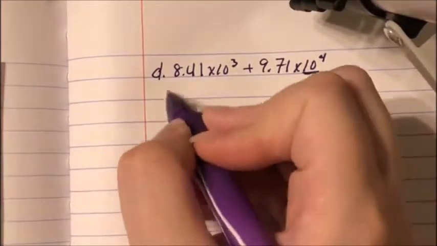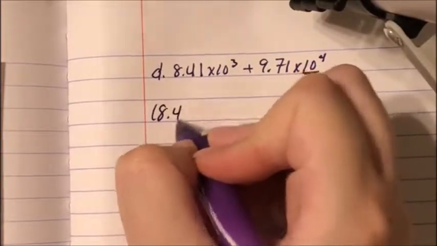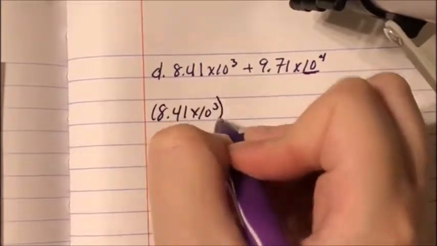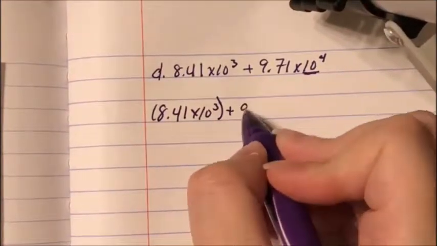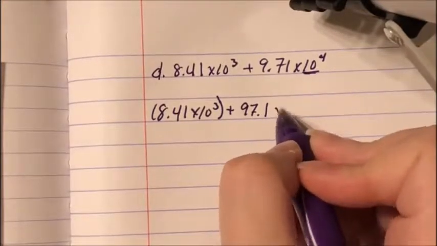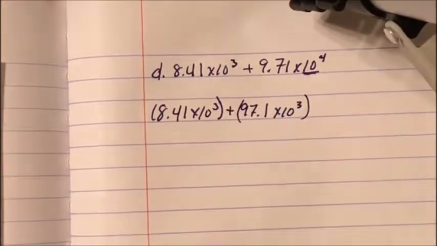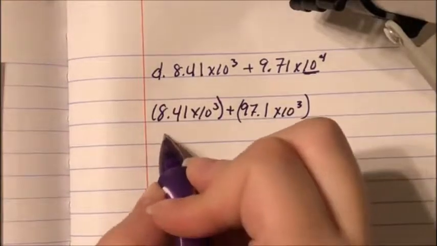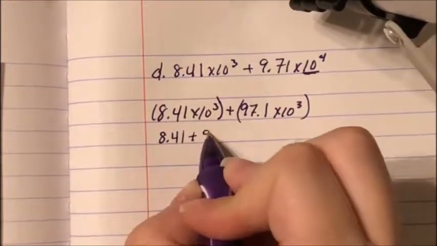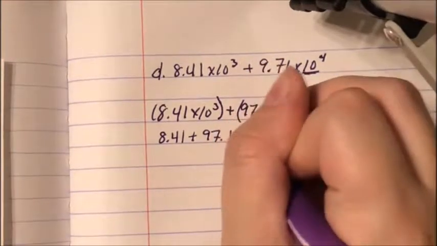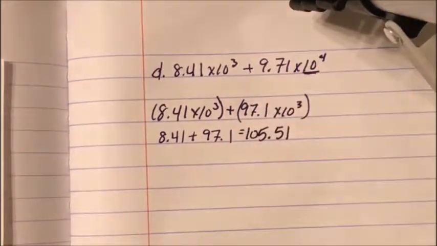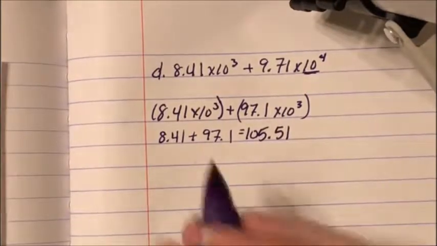So I'm going to leave this one the same. So this one stays 8.41 times 10 to the 3rd. This one becomes 97.1 times 10 to the 3rd. Okay. Now I'm going to add the numbers together. 8.41 plus 97.1 gives me 105.51.